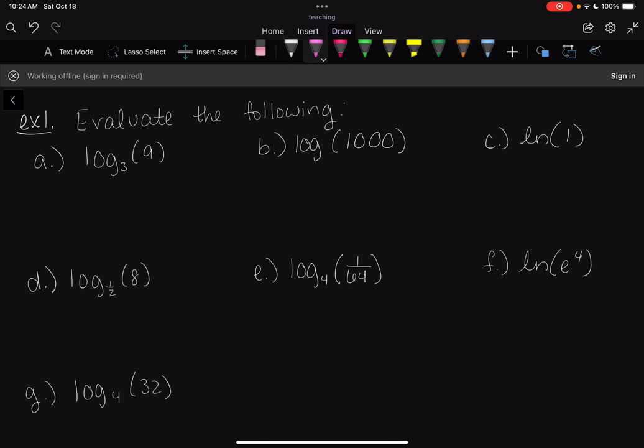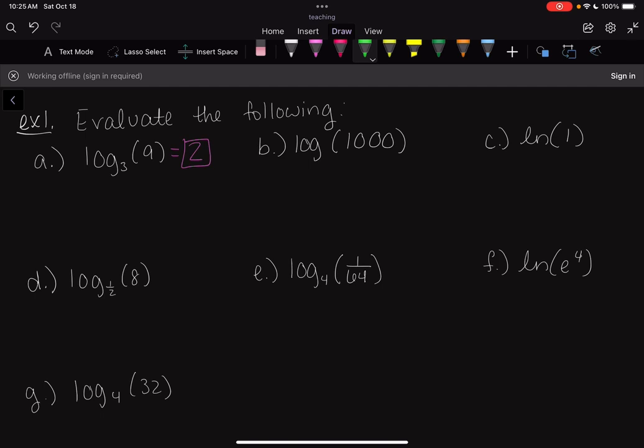So you can go ahead and pause and take a minute to write these down, but I'm going to go ahead and get started explaining them. So if we start off with log base 3 of 9, what this is asking is what exponent do you put on 3 so that it equals 9? In this case, it would be 2. So this equals 2.